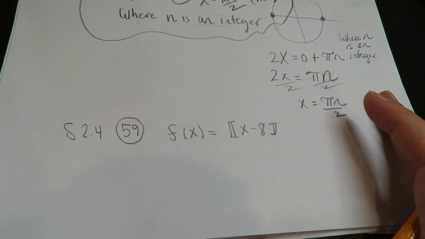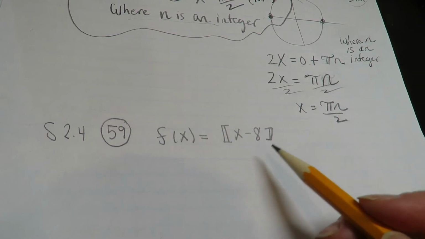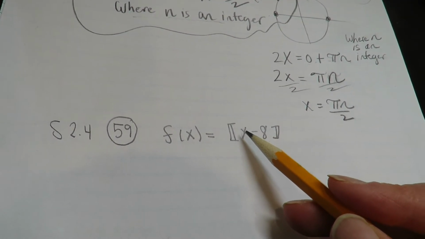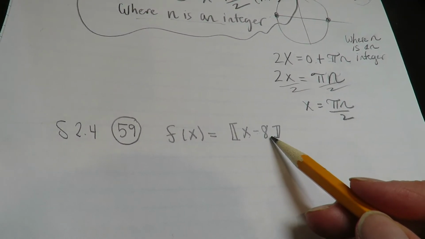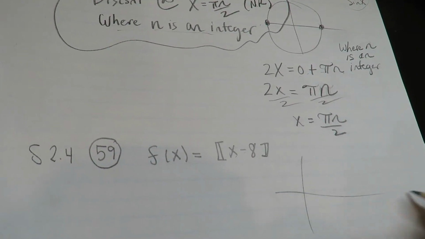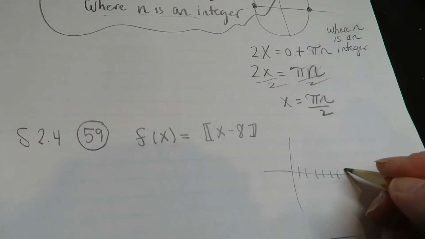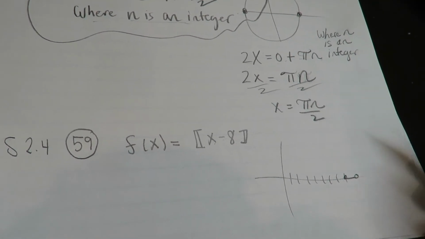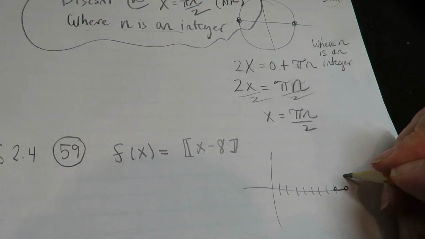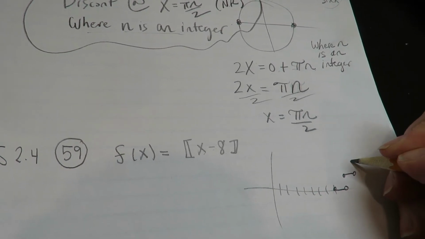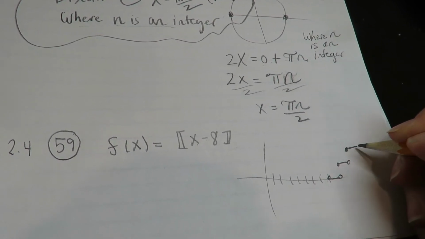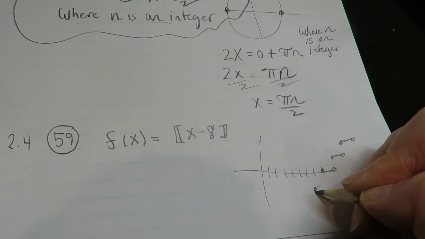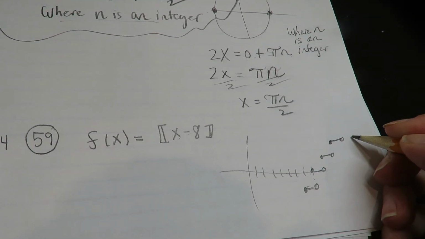All right, now let's try the other one. Let's try 59. Now when it has these double brackets, remember that's the step function. And this step function is shifted to the right 8 units. So if you remember this function from pre-calc, this is just going to be the stair function, right? The step, it's also called the greatest integer function.